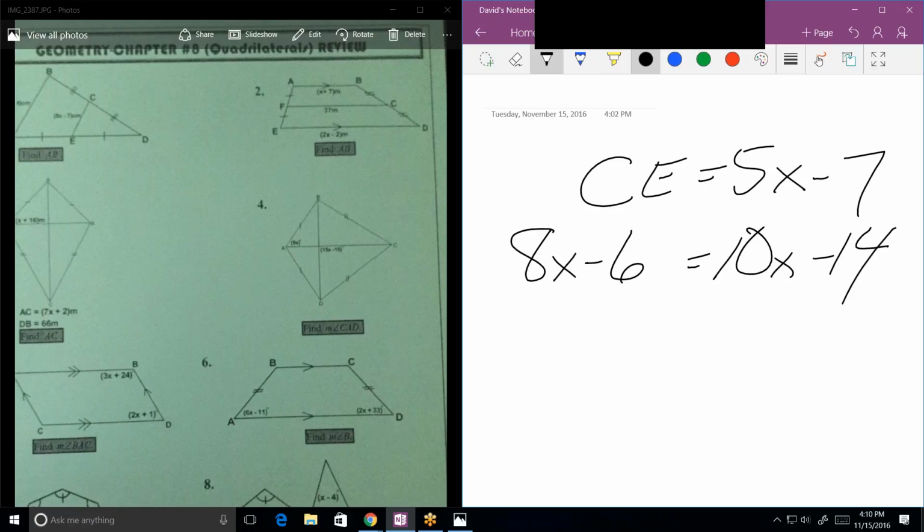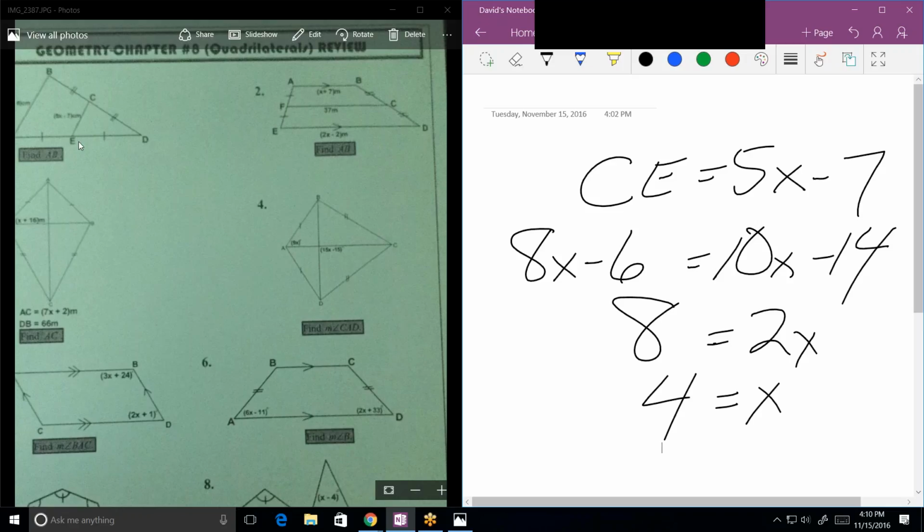Okay. And we know it's twice CE. So we know that 8x minus 6 has to equal 10x minus 14. Solve that for x, you get x equals 4. And then plug that in. They say find AB, and so AB is 8x minus 6, so it's 32 minus 6, 26. That's the length of AB.